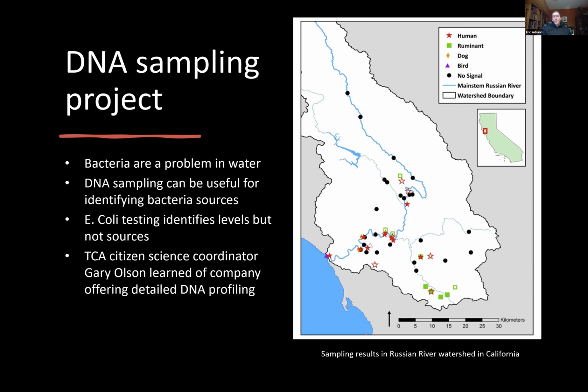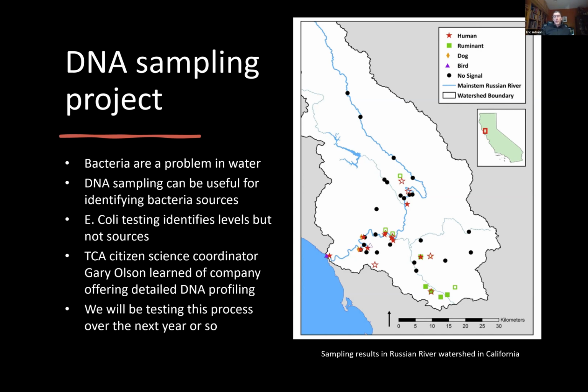One of our partner organizations, Thornton Creek Alliance, has a citizen science coordinator, Gary Olson, who learned about this particular company offering detailed DNA profiling. And so we got funding from King County Waterworks to do a project to do some of this for some of our sites.